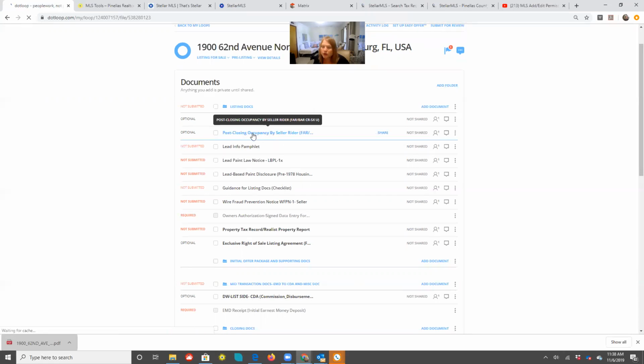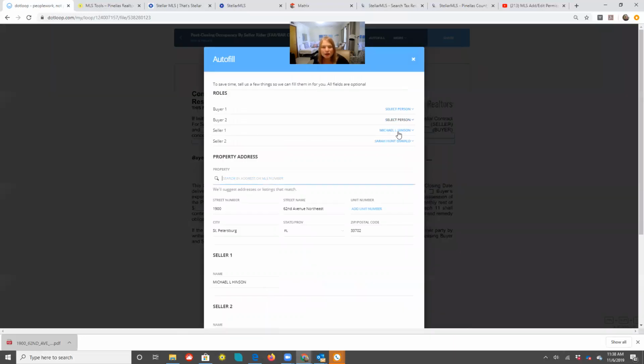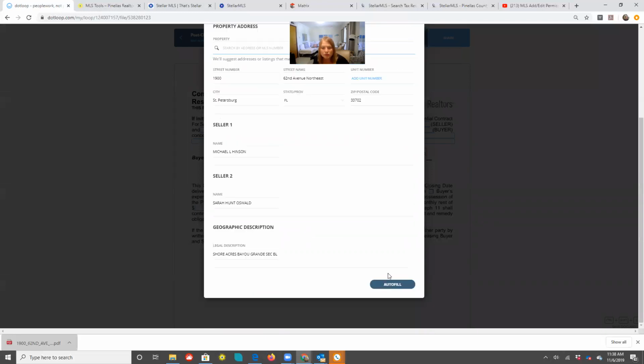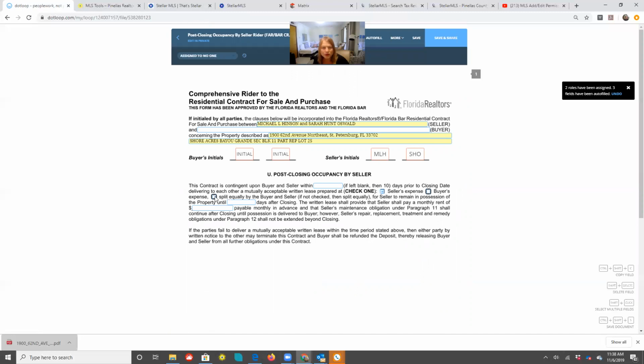Post-occupancy by seller. Now this is one that you don't normally see in a listing agreement, but we're actually doing one that applies. All right, so this basically says this contract is contingent of the buyer and seller by default with 10 days prior to closing, delivering each other a mutually acceptable written lease prepared by, at the seller's expense or the buyer's expense or split equally, for the seller to remain in the property until, in this case, we want 45 days after closing. And the written lease shall provide the seller is going to pay a monthly rent of X amount. Jael, do you know the rent that they are looking to pay, or has that been discussed?